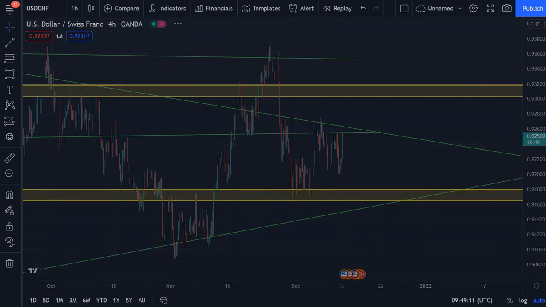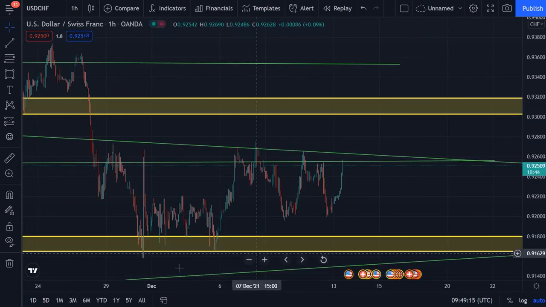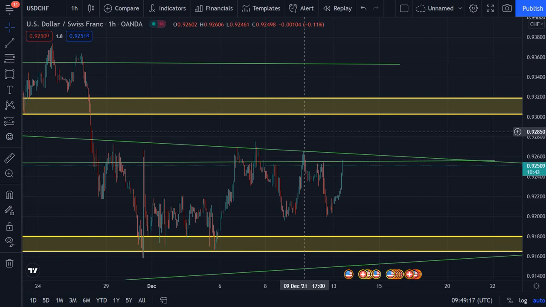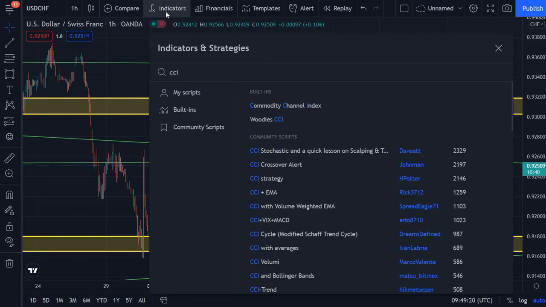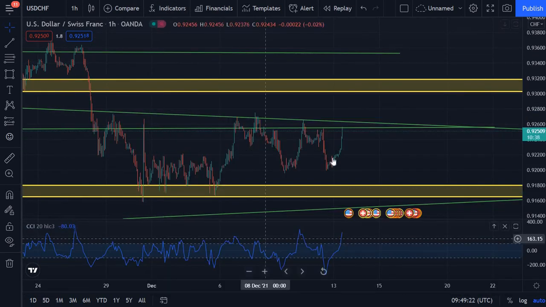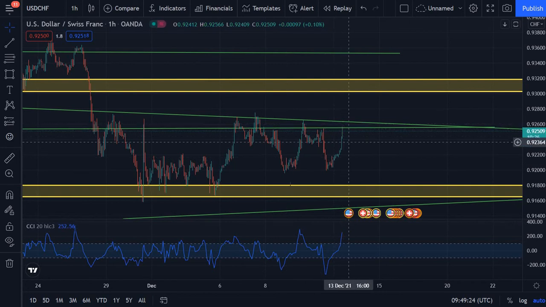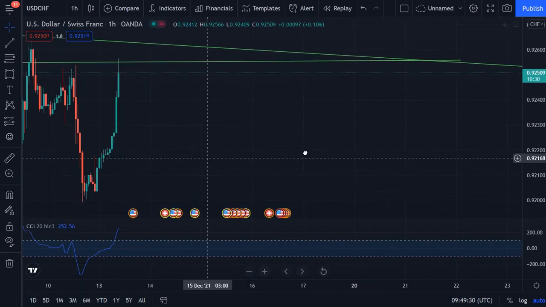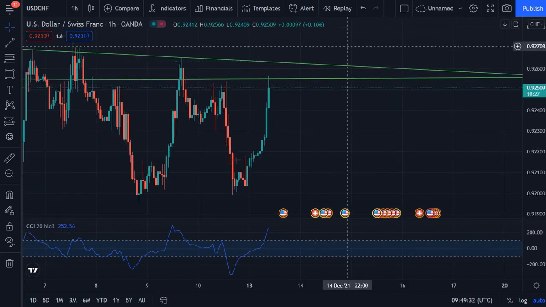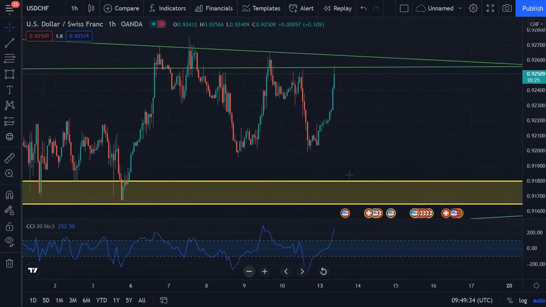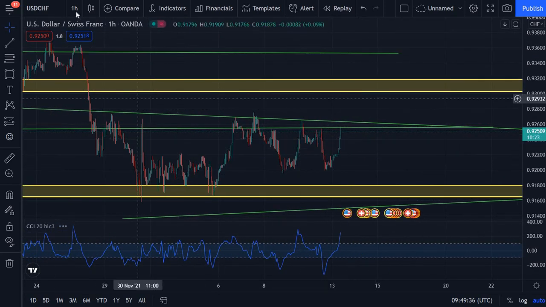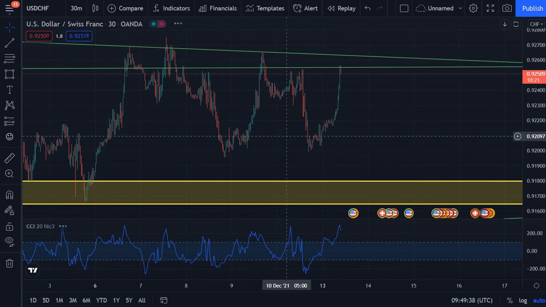Take a look at the 1-hour chart. So gaining some bullish momentum here at the resistance and trend line. Looks like we will try to break out from now. And then we could continue to this yellow resistance line.